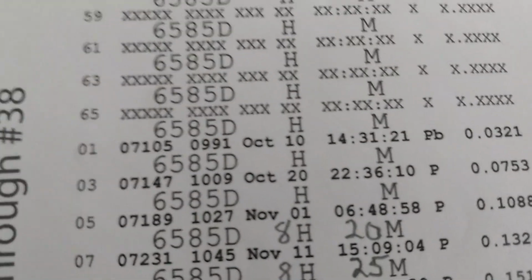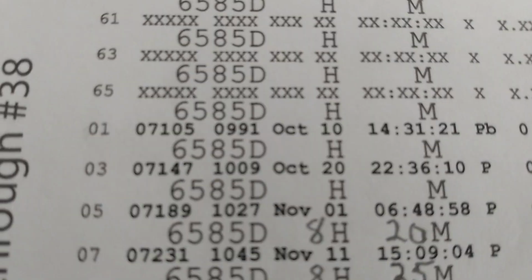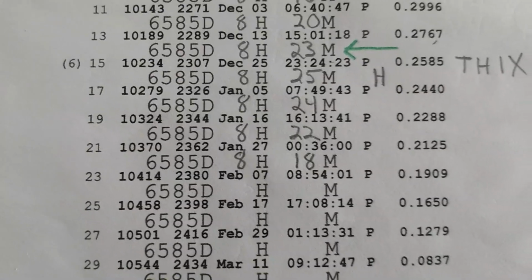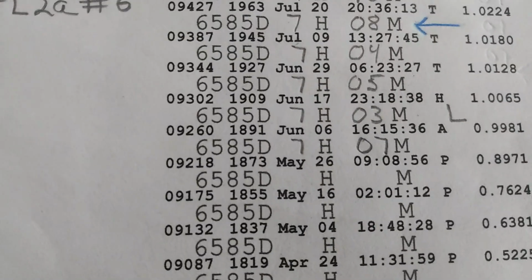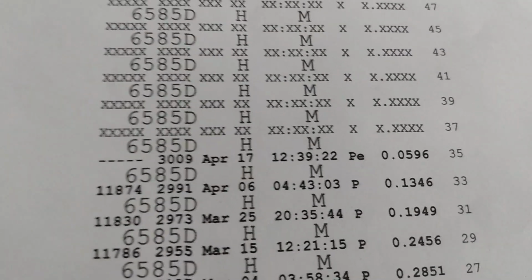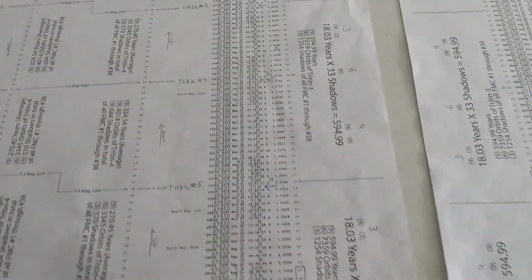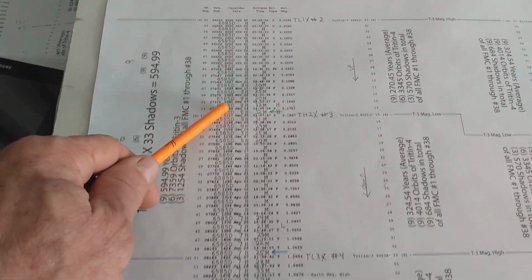This one begins in 0991, ends in 2380. This one begins in 1873 and ends in the year 3009. So let me show you something that's many things, but this one is quite interesting. Again, you can now see that this one begins here and it's moving up in time this way. This one begins here and is moving up in time that way.